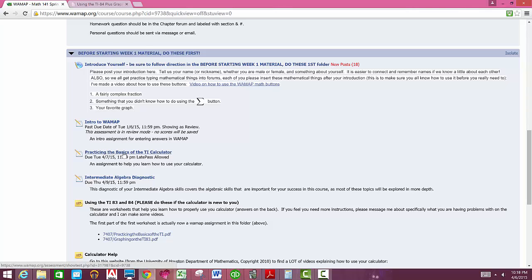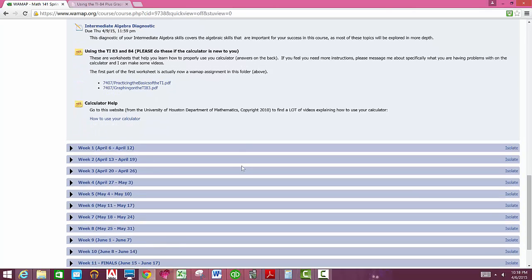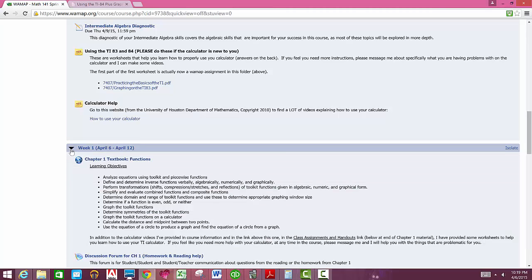This is practicing the basics of the TI calculator. If you've never used a graphing calculator before, this is a nice thing to do. I'd like you to go ahead and do that, please. Intermediate algebra diagnostic is required. You want to make sure your skills are doing okay. And a couple of worksheets. And again, calculator help. That's the same website that was in the other one. I just put that in there too, just so you always find it if you need it.